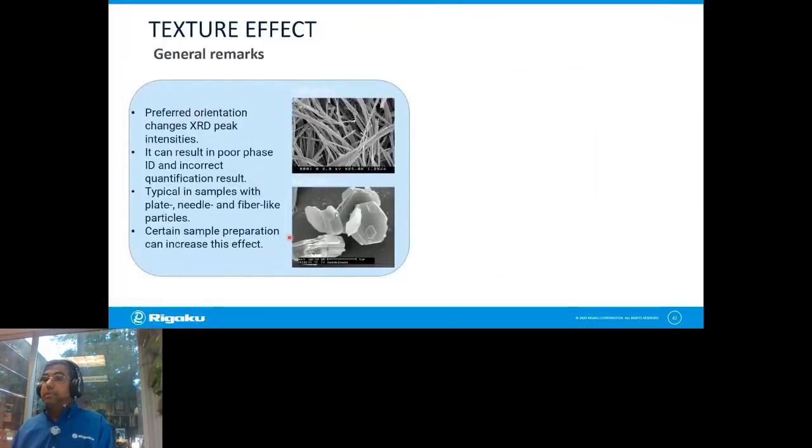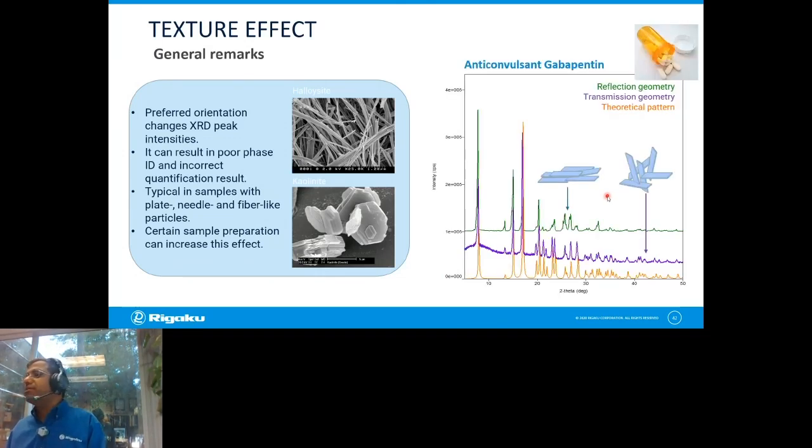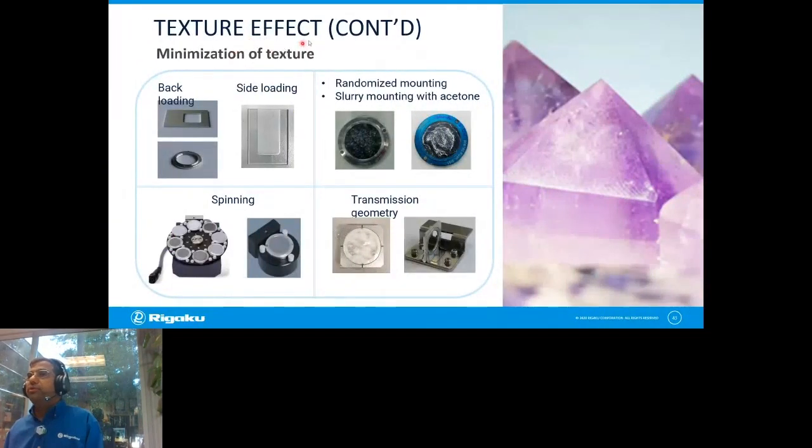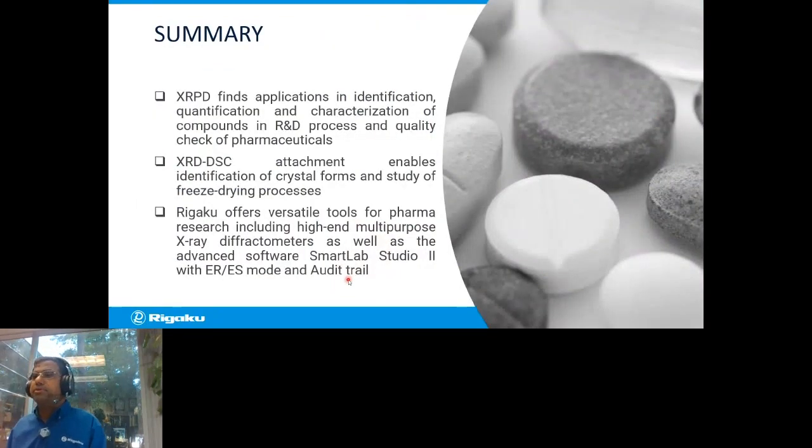1 minute only. So you can have texture effect in materials, and this can be minimized using the transmission geometry as shown in this slide. So there are several sample holders available to minimize the texture effect. Just wanted to say that. I'm going to come to the summary.